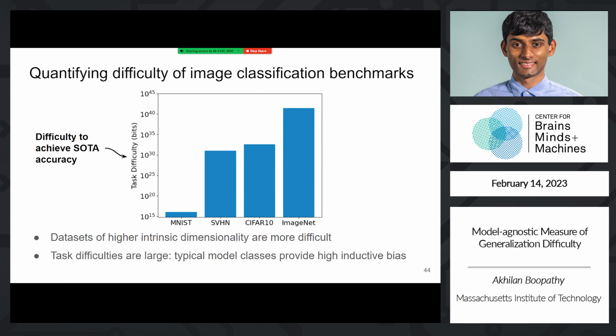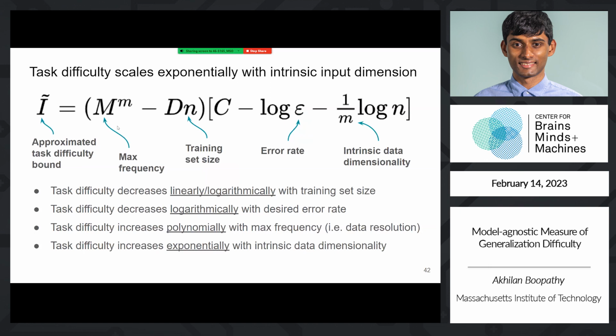I think one thing that's important to note is not all of these quantities are very relevant to the final number we get. It turns out that most of these are not really going to change the final scale of the inductive bias measure. The most important one turns out to be this small m, which is the intrinsic data dimensionality, which, as you pointed out, is very difficult to estimate often for these image classification data sets.